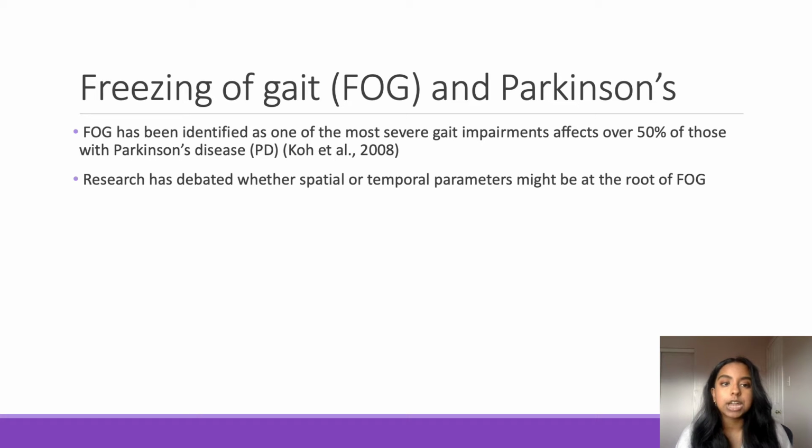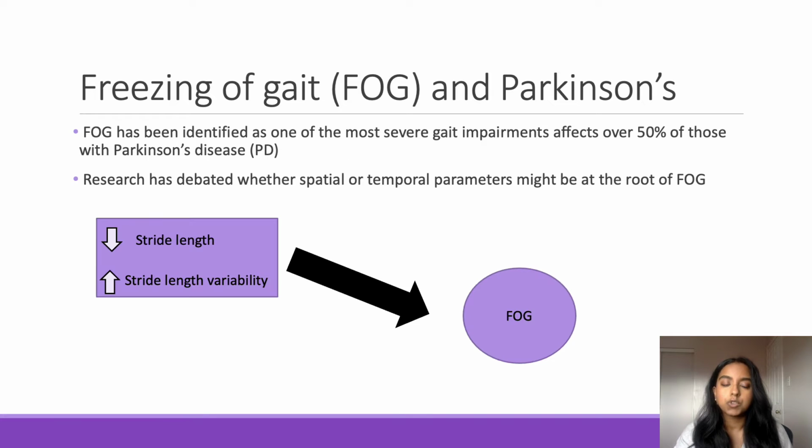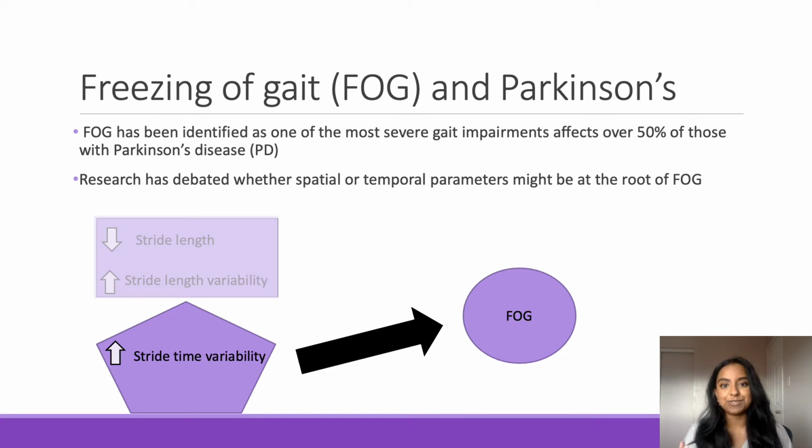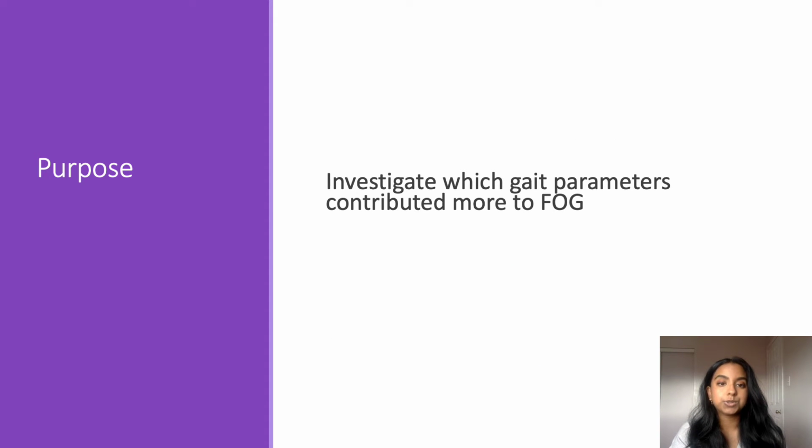Over time, research has debated whether spatial or temporal parameters might be at the root of freezing of gait. There's one body of literature out there which suggests that decreased stride length and increased stride length variability contribute to freezing of gait. However, there's another body of literature which suggests that it's actually stride time variability that causes freezing of gait. So the purpose of this study was to investigate which gait parameters contributed more to freezing of gait.